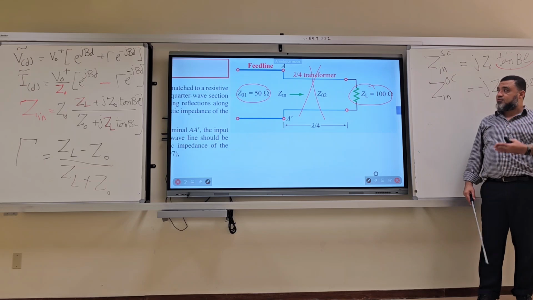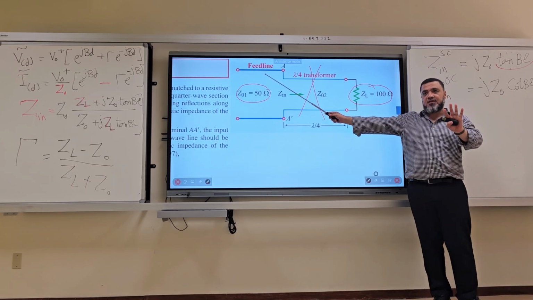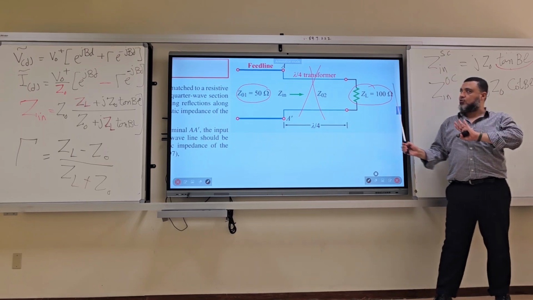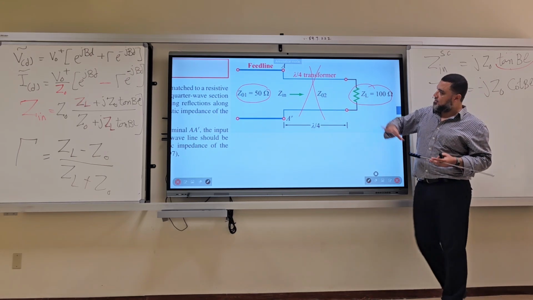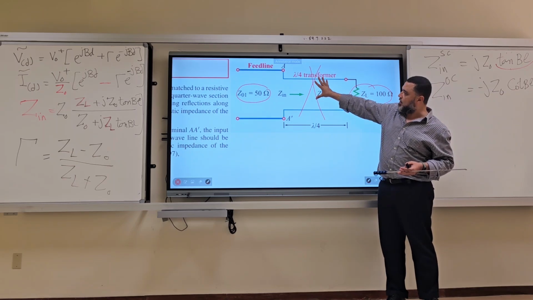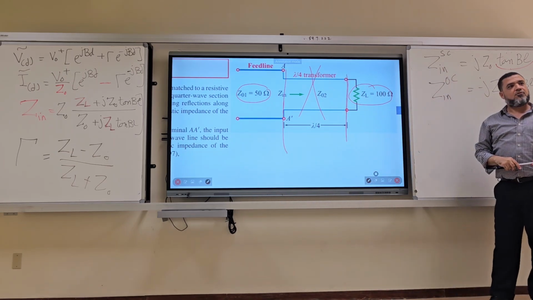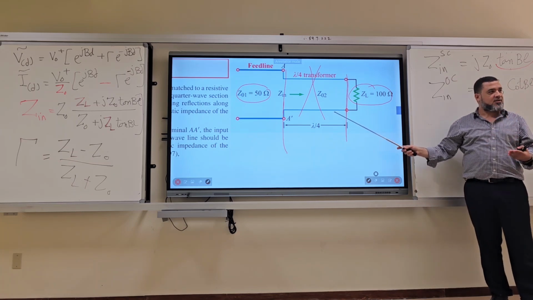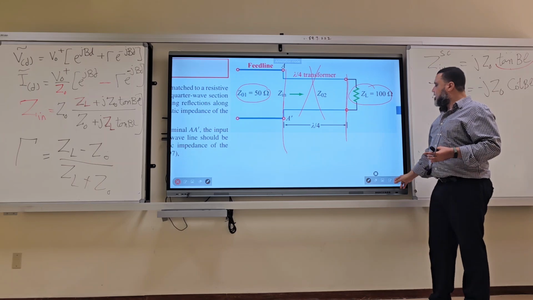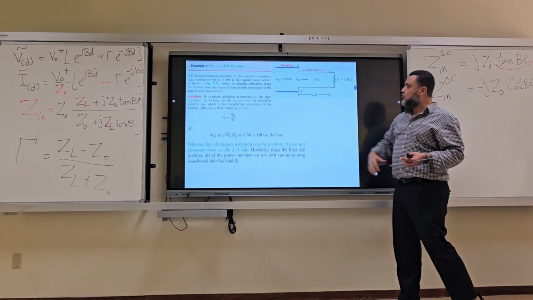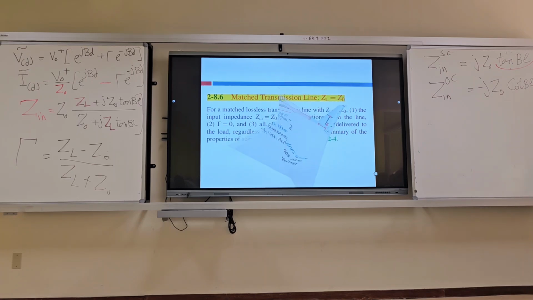To solve this issue, to remove the reflection, we add a lambda over 4 line between the feeding line and the load. This lambda over 4 can remove the reflection. This addition, the transformer line, will give you 0 reflection here and 0 reflection here. So it will act like a matching circuit. It does match the feeding line with the load. I know it's a little bit confusing. Inshallah, when you go and read the example, you will understand what I'm saying.